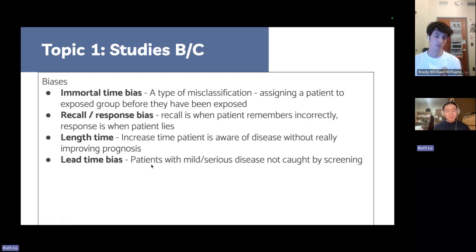And length time bias is something else. If you have a disease that progresses really fast and goes straight to killing the patient, versus a disease that slowly kills the patient, but they're the same disease, your screening test might not catch the one that kills the patient instantly, but it might catch the ones that kill more slowly. So it looks like the patients who are being screened are doing better somehow, even though they're not. So a lot of very interesting biases can arise when you're doing studies.